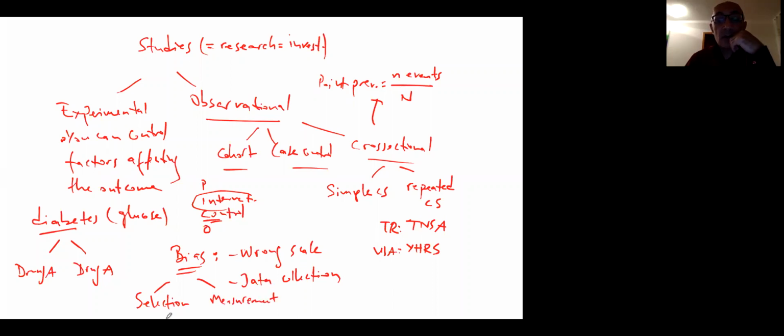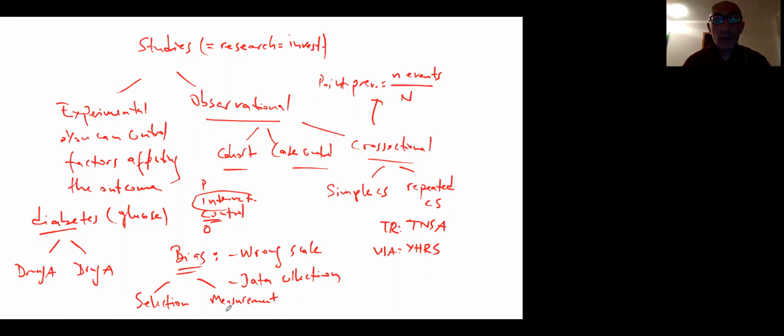If I make an error in the selection of my group, the selection of my people, like in an experimental study, you have the experimental group and the control group. Also in a case control study, you have the cases and the controls. So if you don't make it random, but you introduce your own preference or convenience, then you have a selection bias, which will, of course, affect your outcomes.